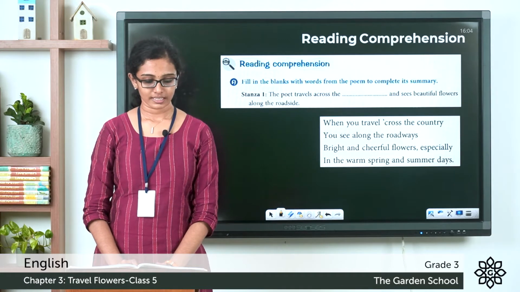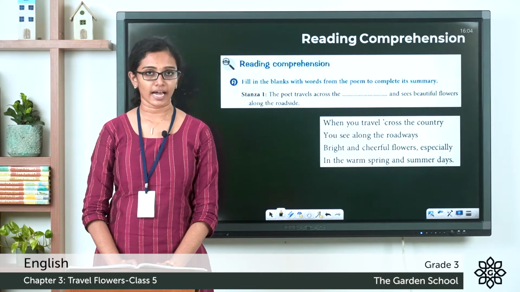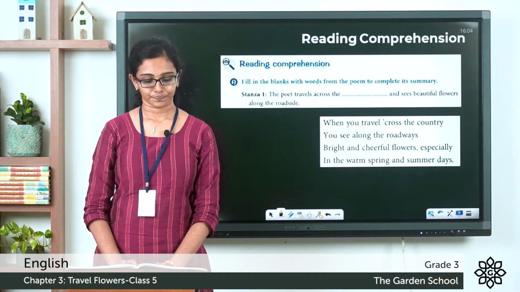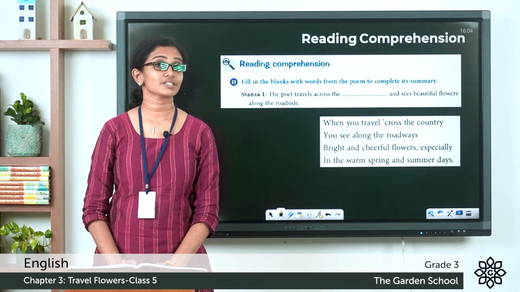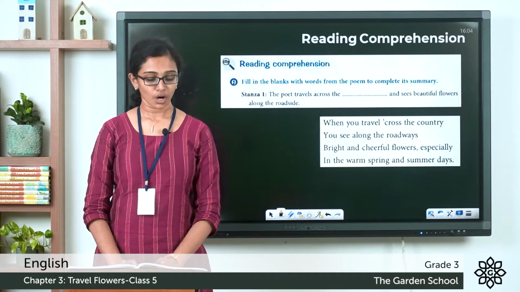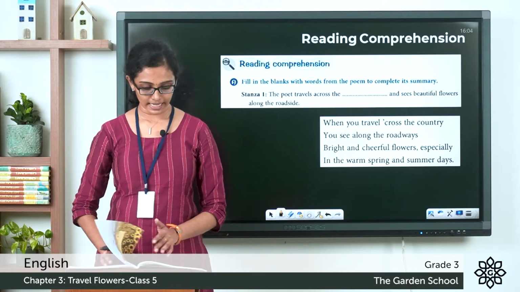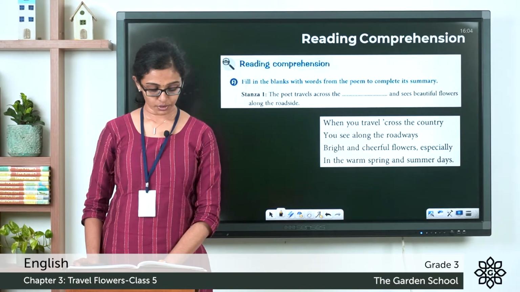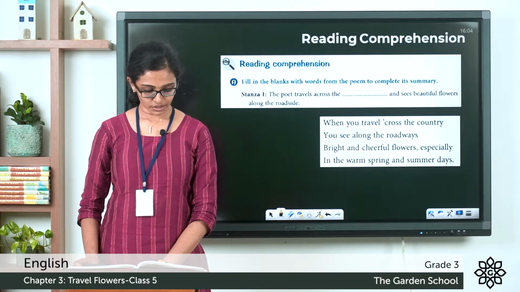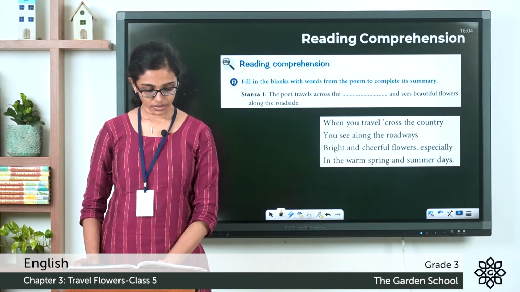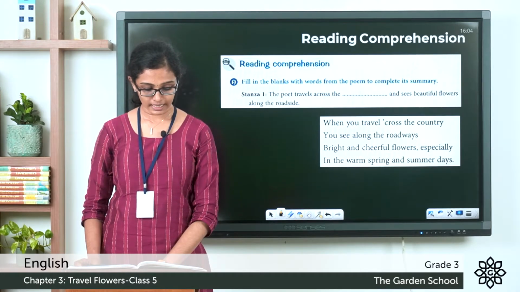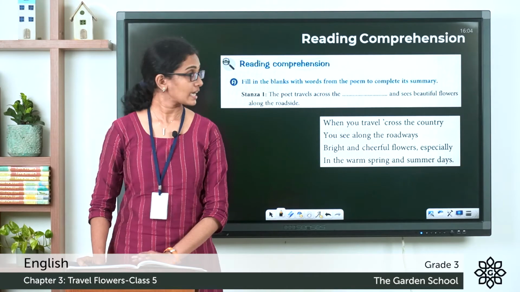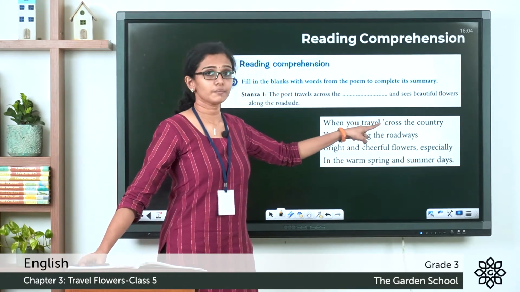Stanza 1. The poet travels across the dash and sees beautiful flowers along the roadside. So, the first question is regarding the first stanza. So, all of you, please turn the page and take the first stanza. Read the first stanza of the poem Travel Flowers, which is in page number 44. When you travel across the country, you see along the roadways bright and cheerful flowers, especially in the warm spring and summer days. And you see the word given here with an apostrophe.